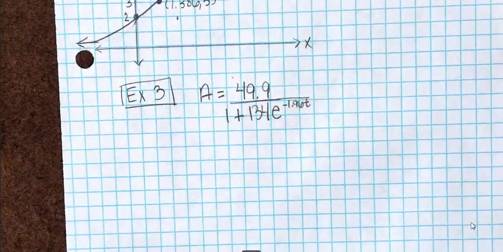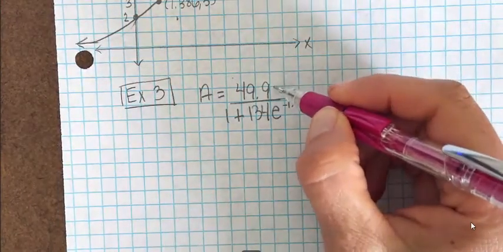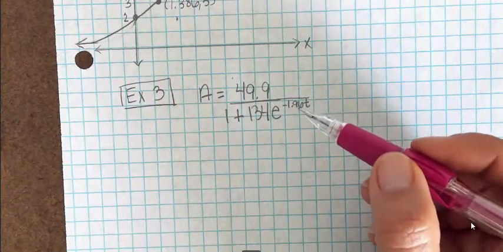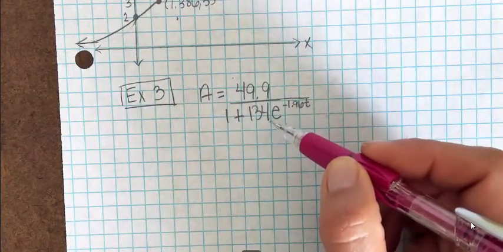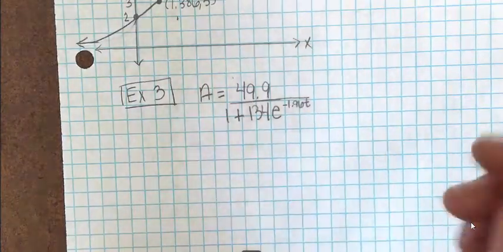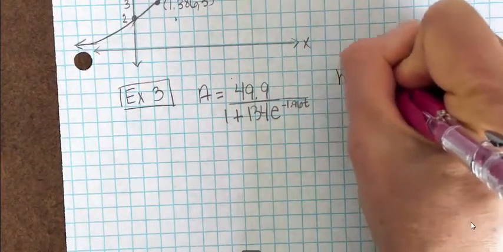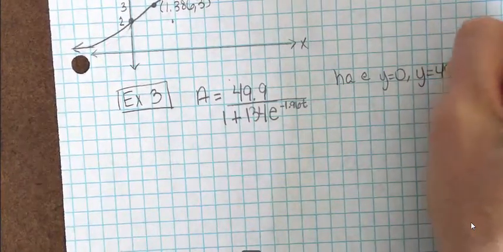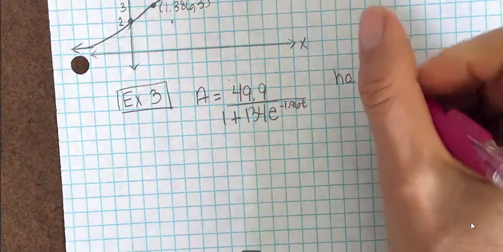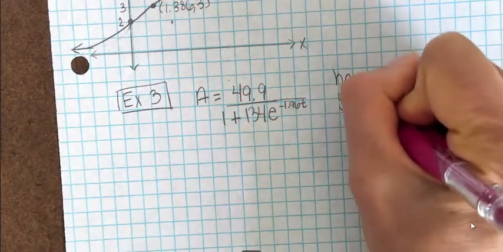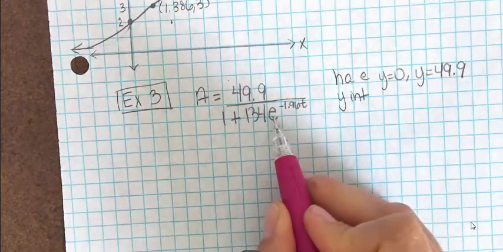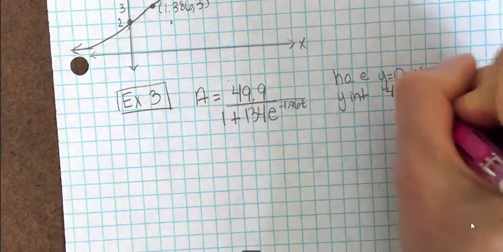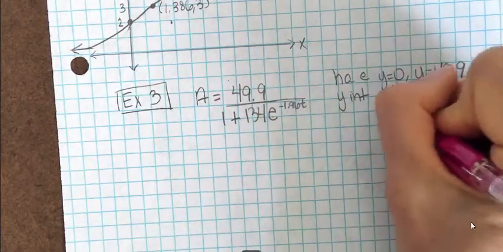Okay, so this means that I have a horizontal asymptote at about 50, or 49.9. And then my other horizontal asymptote is going to be, again, at y equals 0. So I'll go ahead and write that: horizontal asymptote at y equals 0 and y equals 49.9. We're going to have the y-intercept. That's going to be where we have e to the 0, so it's going to be 49.9 divided by, well, 135.